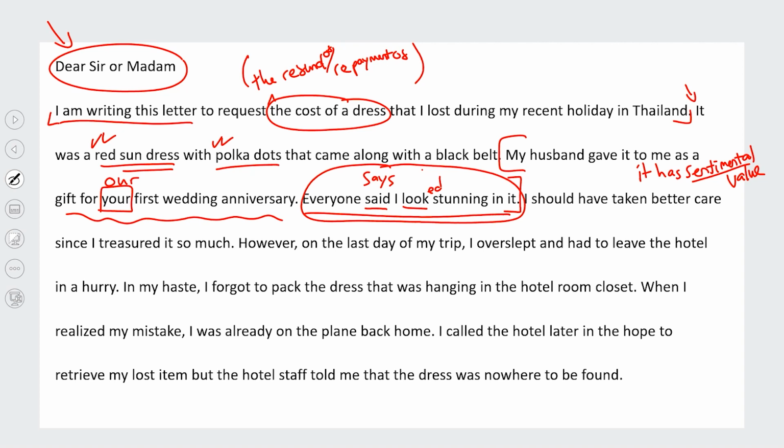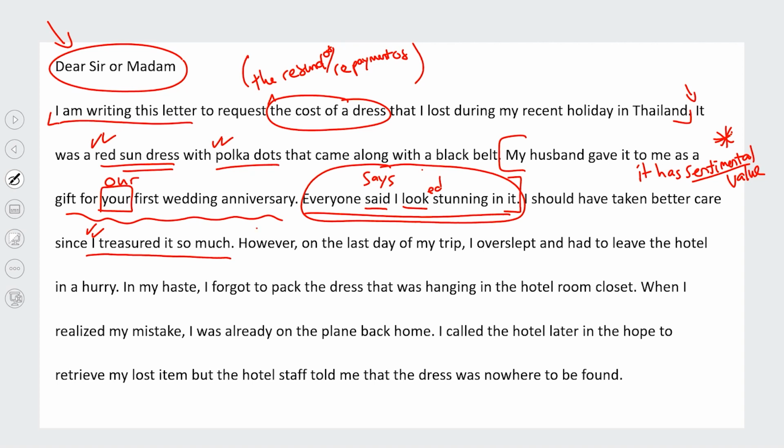I should have taken better care since I treasured it so much. Okay, so here, I treasured it so much. I think that's quite a nice phrase. I like the phrase, I treasured it so much. I think that's good vocabulary. If you wanted to add that into the whole sentimental value idea, that's also fine. However, on the last day of my trip, I overslept and had to leave the hotel in a hurry.